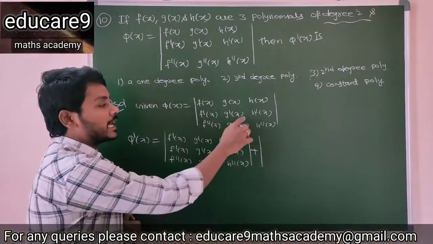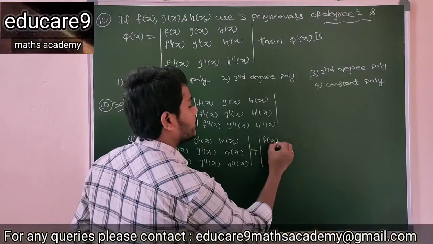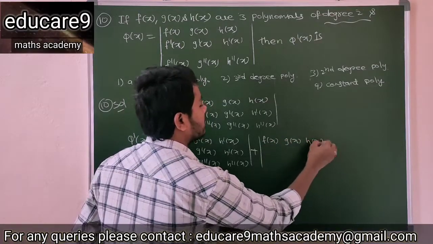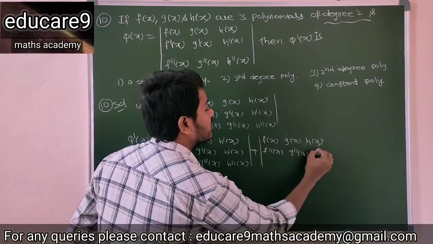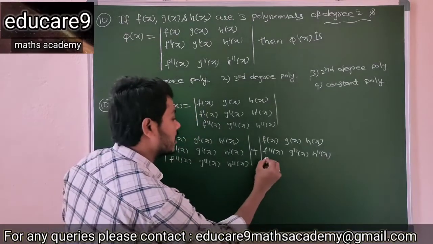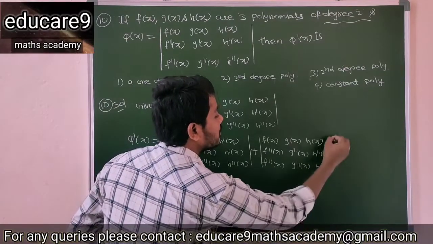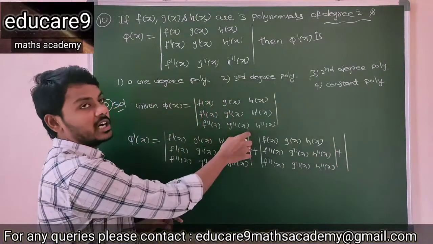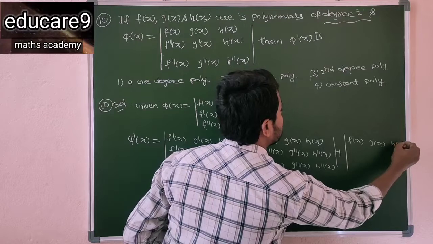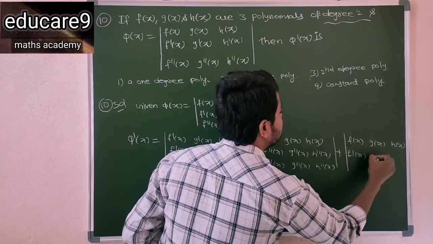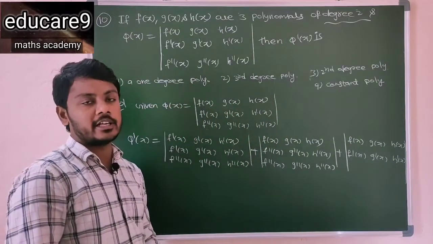Next, differentiate the second row. So the remaining first and third rows as is, that is f of x, g of x, h of x. Next here f double dash of x, g double dash of x, h double dash of x. Last one f double dash of x, g double dash of x, h double dash of x. So plus, differentiate the third row. See here f of x, g of x, h of x, and f dash x, g dash x, h dash x. But here triple differentiation of f of x.